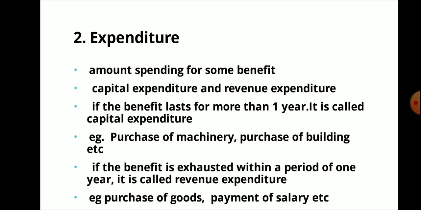Capital expenditure and revenue expenditure. If the benefit lasts for more than 1 year, it is called capital expenditure. For example, purchase of machinery, purchase of building, etc. If the benefit is exhausted within a period of 1 year, it is called revenue expenditure. For example, purchase of goods, payment of salary, etc.